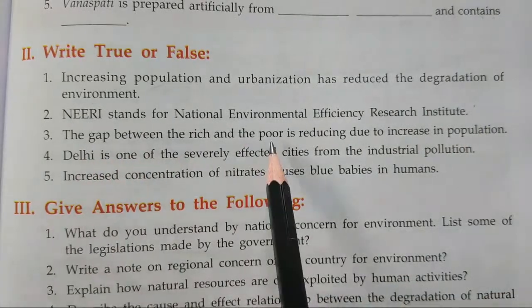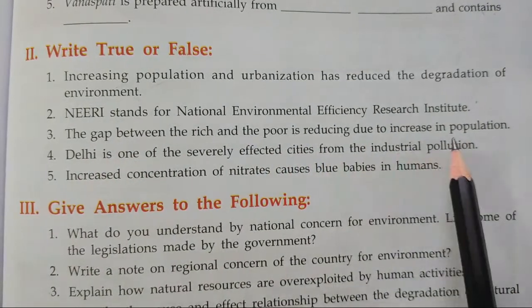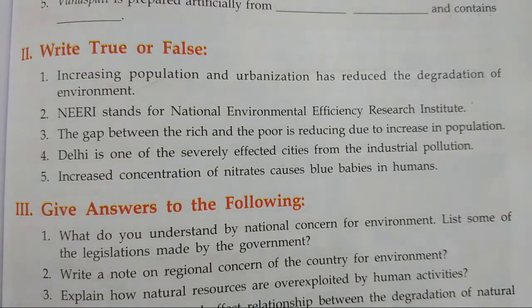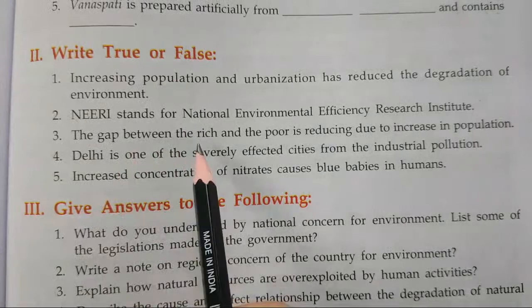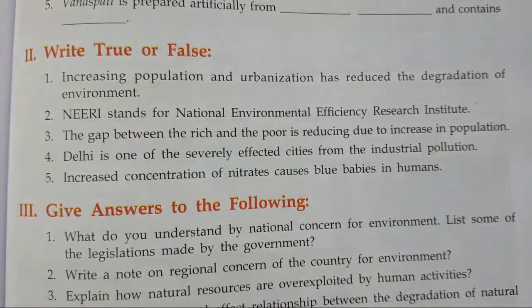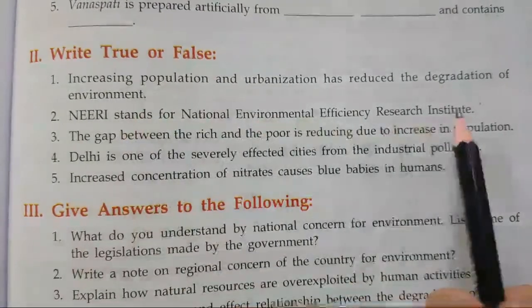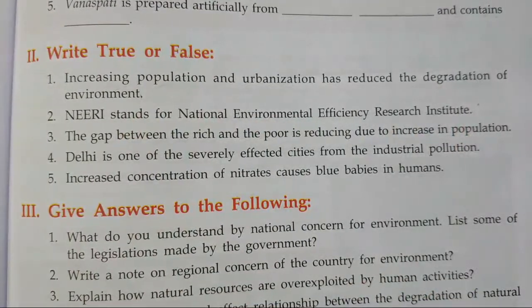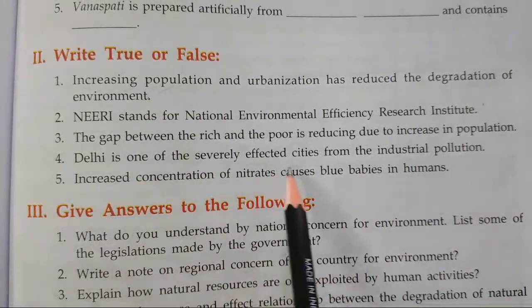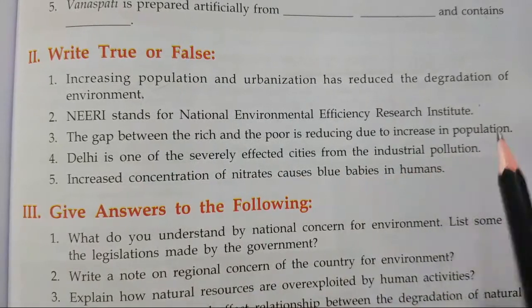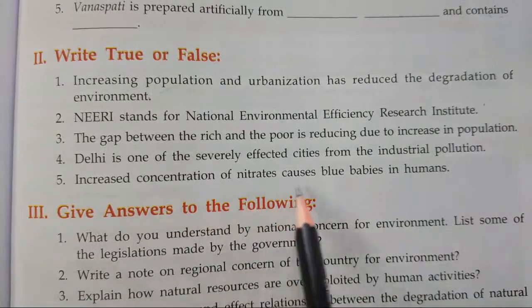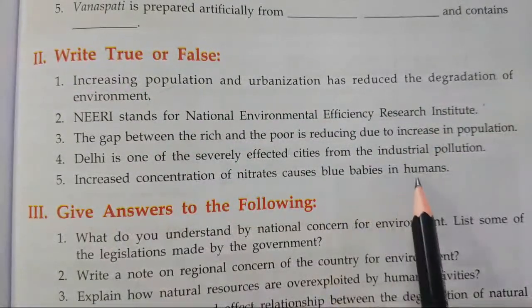The gap between the rich and poor is reducing due to increase in population. So we read this, that what is the gap between the rich and poor? It is increasing, and here it is written reducing, so this is false. So the first, second and third are false, and reason you should know. Then the next is Delhi is one of the severely affected cities from industrial pollution. True. This is common.